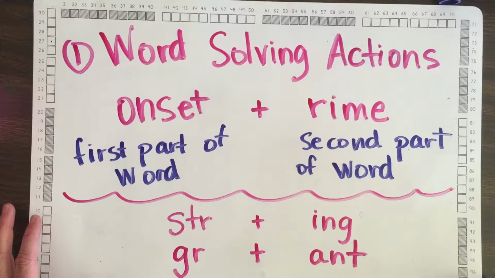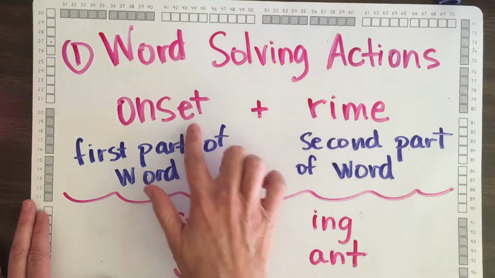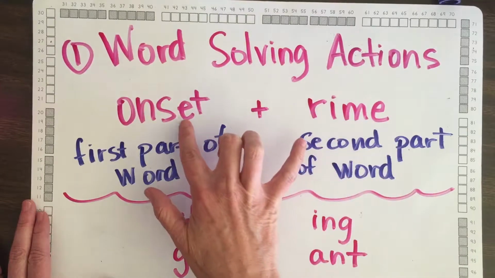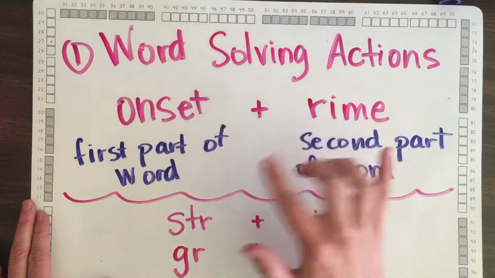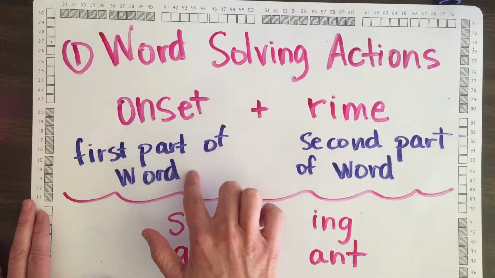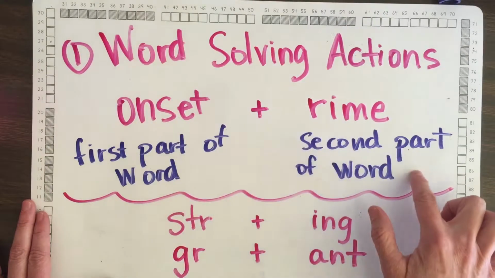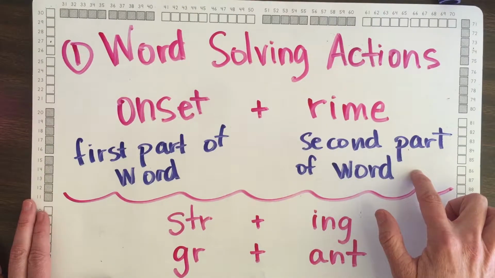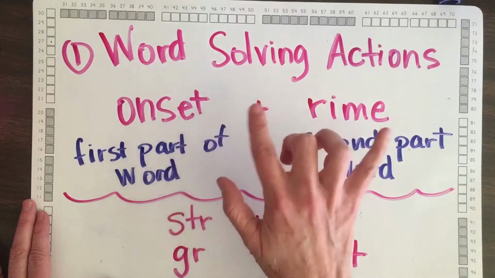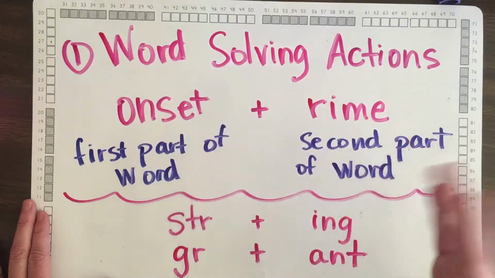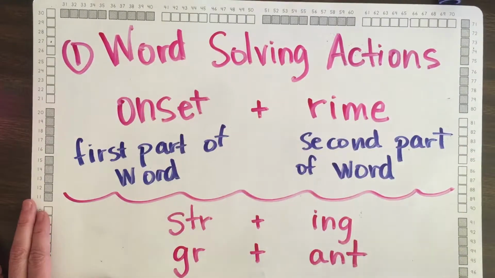So in the lessons coming up, we will start using the terms onset and rhyme. And these are just the vocabulary words that mean the onset is the first part of a word and the rhyme is the second part of a word. And you can use those words with your kids as you wish. Or you can just say first part and second part.